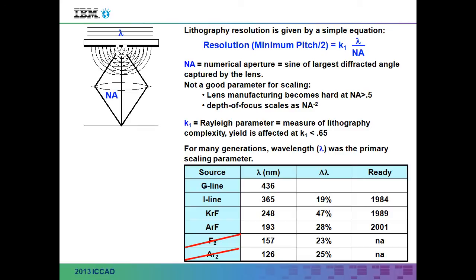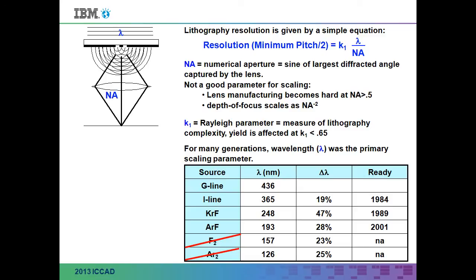And so now you have various parameters you can use to scale your resolution. One is to go to a larger numerical aperture. The higher the numerical aperture, the further you can diffract light out and still capture it. It's a somewhat problematic scaling parameter because it gets difficult to make lenses at a numerical aperture significantly larger than 0.5. And the depth of focus, the range over which you have to control the planarity of your image, scales as the inverse of the square of the numerical aperture. So every time you increase the numerical aperture, you lose depth of focus, and you have to put better focus control measures into play.